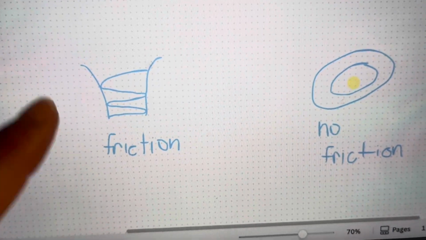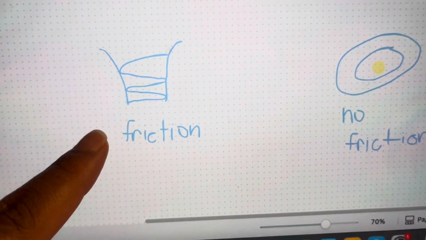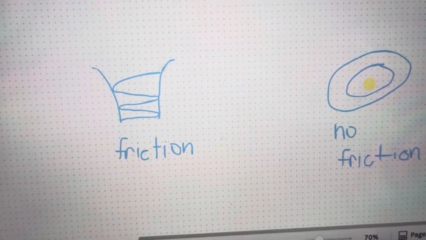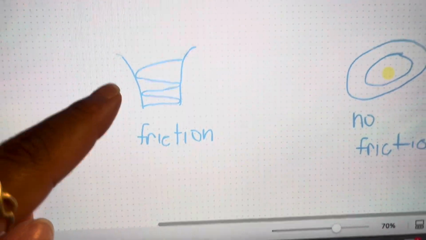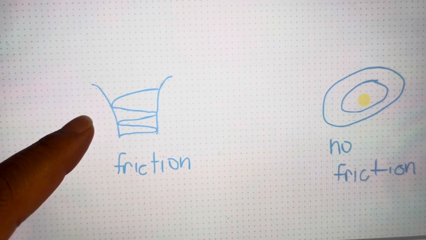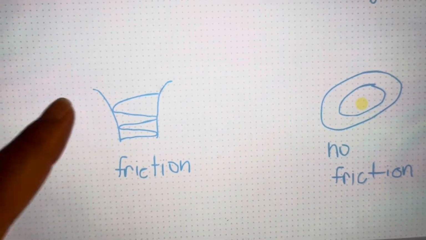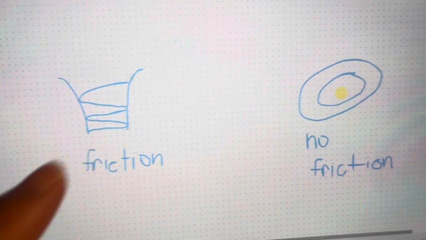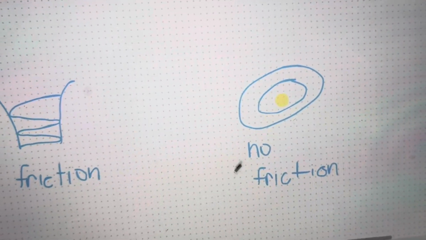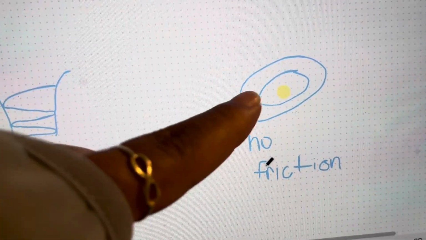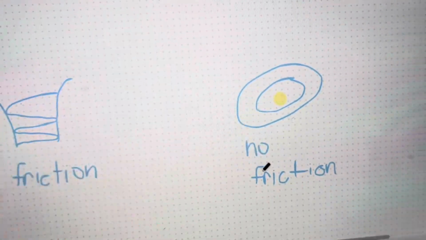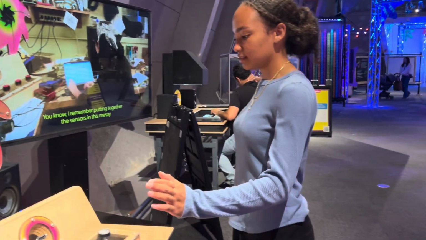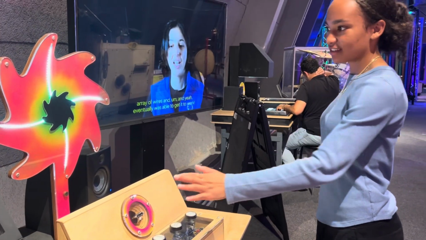And the coin also experienced friction, as there was friction between the material of the coin and the funnel, and that friction causes the coin to slow down and is the reason why the coin moves towards the center of the funnel. However, planets don't experience any friction, and that's why their orbit stays the same around the sun. Let's see what this exhibit does.